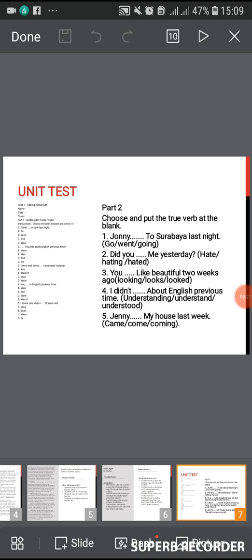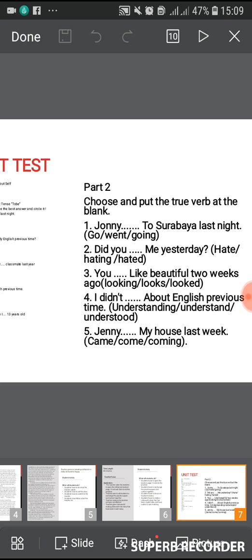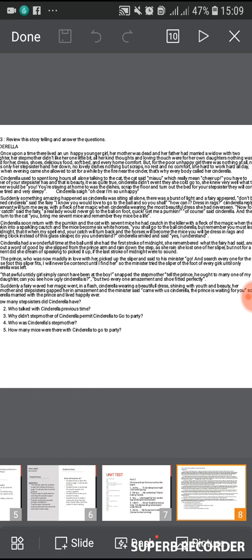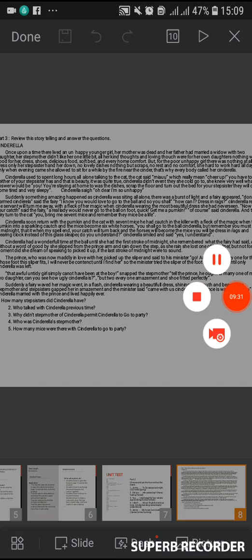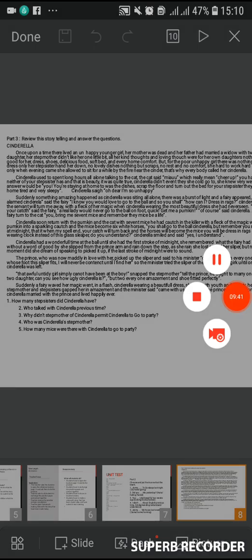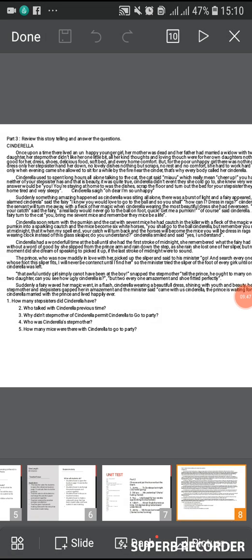The next slide is my unit test. The first unit test is easy. For the second, my unit test is medium, and for the last, my unit test is hard. We can call it hard, I think. Here, for part three, is review the storytelling and answer the question. For example, like Cinderella. I think because of it, the students will understand how to read a book very well.